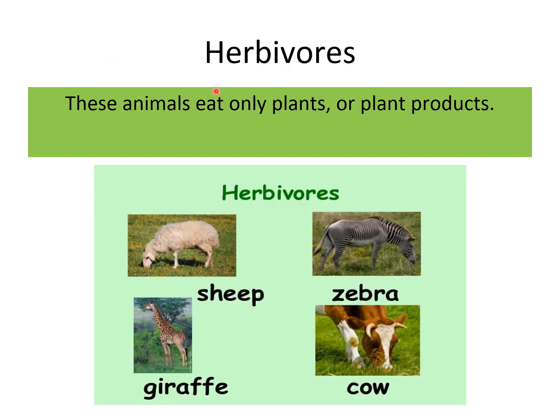Now firstly, herbivores. These are the animals which eat only plants or plant products. Examples are sheep, zebra, giraffe and cow. These only eat plants or plant products.